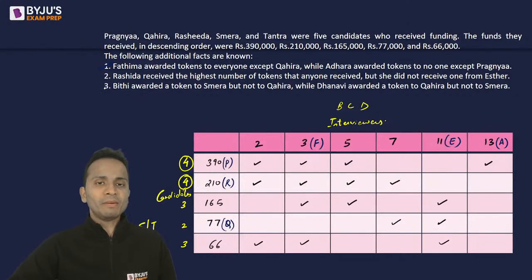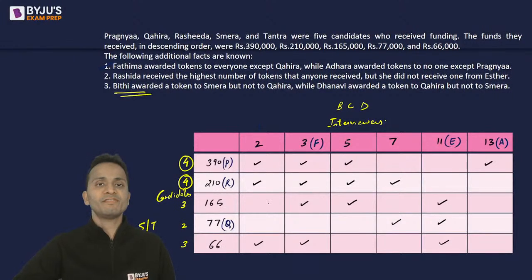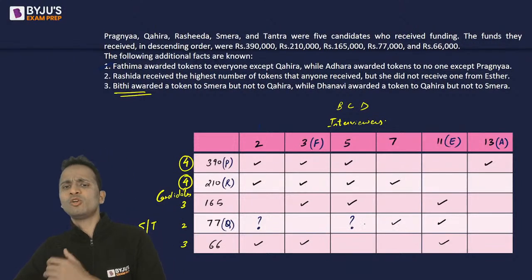Okay. Now, point number 3: Bithi awarded a token to Samira, but not to Kahira. Now, Bithi can be either with token number 2, or 5 or 7. Now, token number 2 is not given to Kahira, so this token is not given to Kahira, so it can be this one or this one. It can be token number 2 or token number 5. It cannot be token number 7.